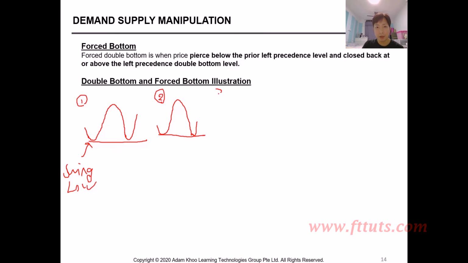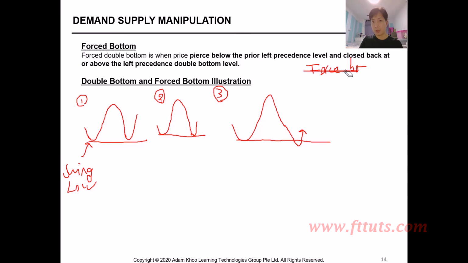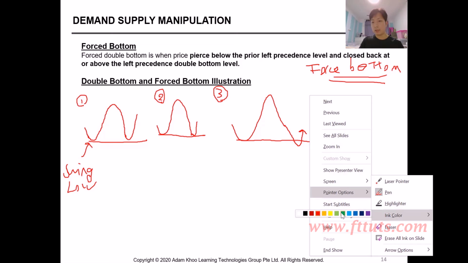Of course, the third type, by now you should be aware, is where we see the swing low level being breached and then the price goes back up. We call this a false bottom. So what's the significance of a false bottom when you see this in the chart?